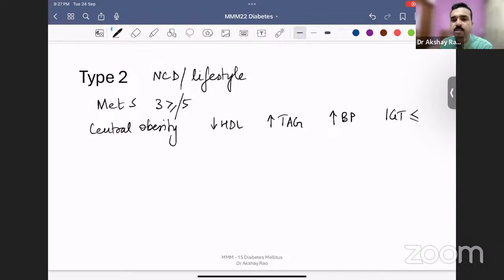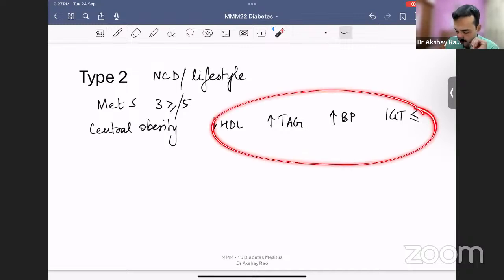That means frank diabetes or even just impaired glucose tolerance. So out of these 5, any 3 should be there for the person to be deemed to have metabolic syndrome. And central to all of these is this: the central obesity that kicks off everything in metabolic syndrome.